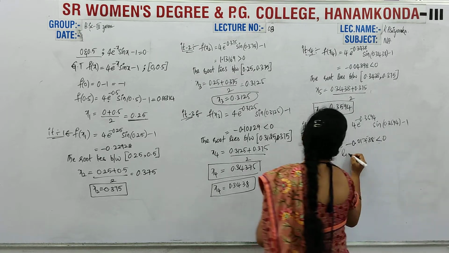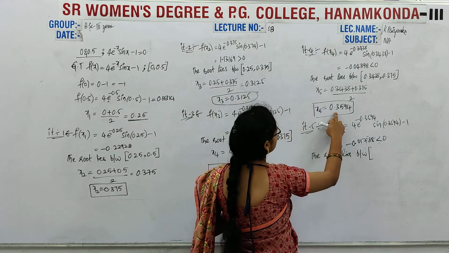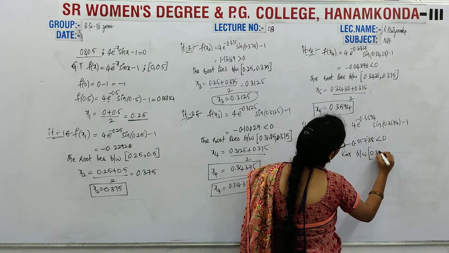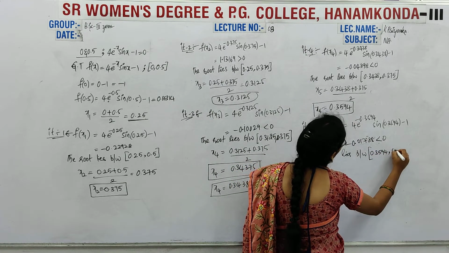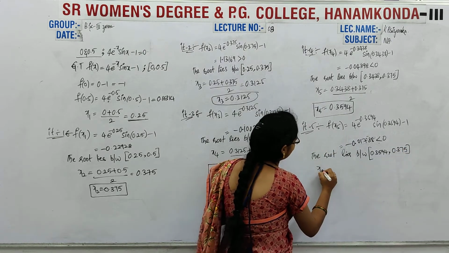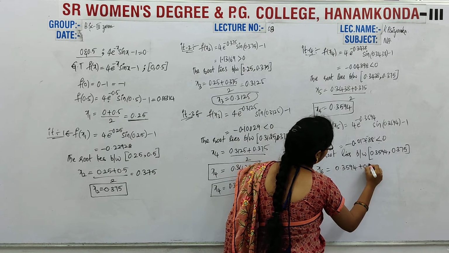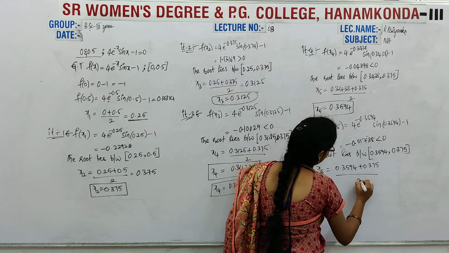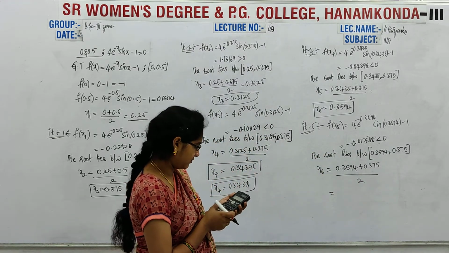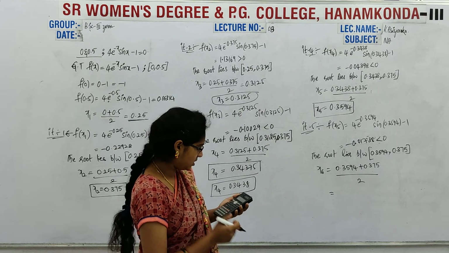The root lies between. What is the new interval now? We are getting the negative now, so that's why 0.3594, comma 0.375. Next, what we have to calculate? x6 by 2. Now what we get? 0.3594 plus 0.375 divided by 2.